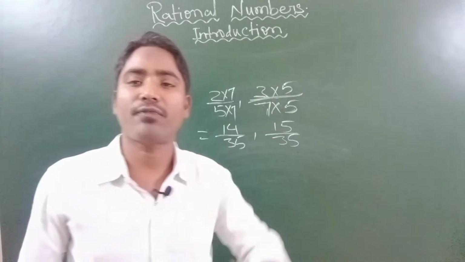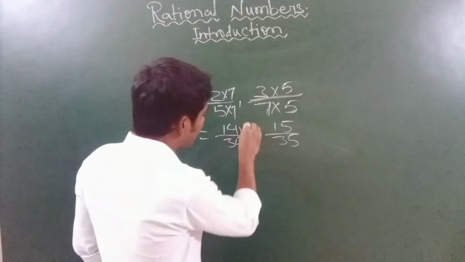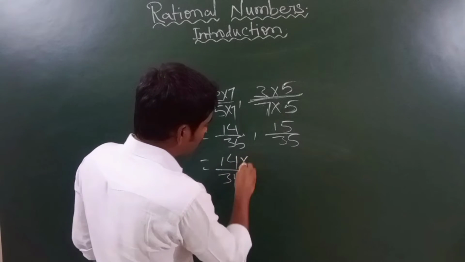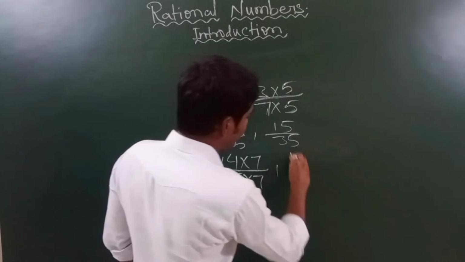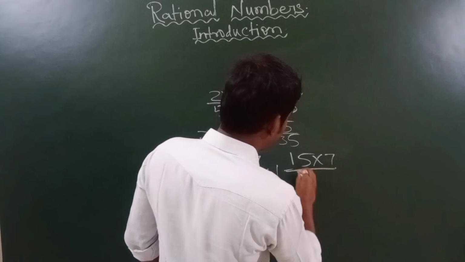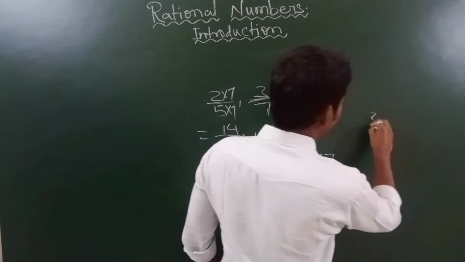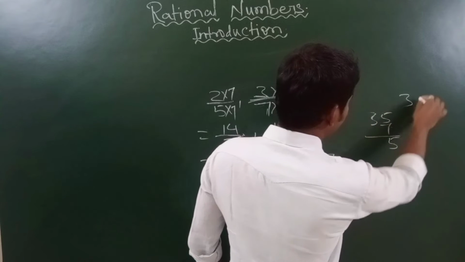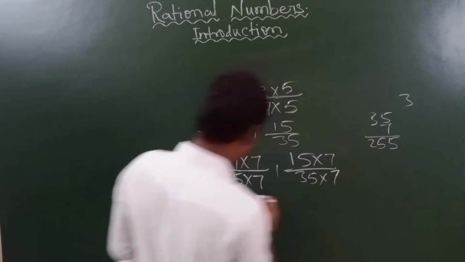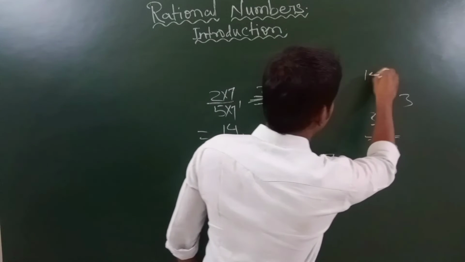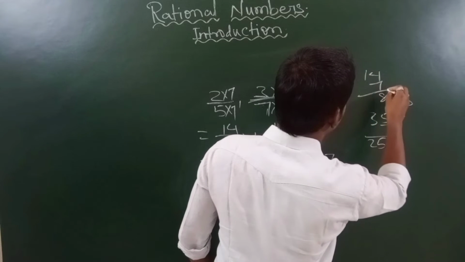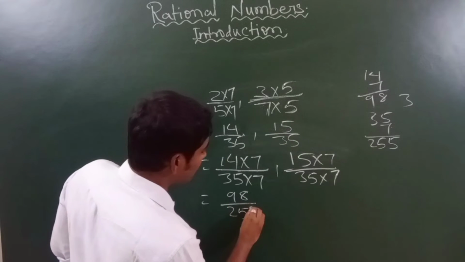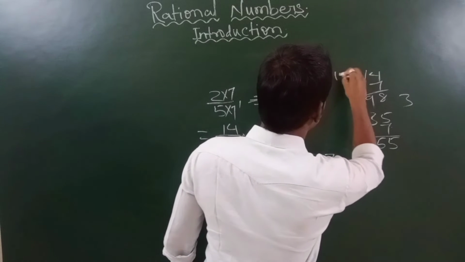Now suppose you want 5 rational numbers between them. So multiply this 14 upon 35 by 7 and then by 7. And here also you multiply this 15 by 7 and then 35 by 7. So if you multiply 35 into 7, 7 5s are 35, remaining 3, right? Then 7 3s are 21 plus 3, 24. So you will get here, students, 14 7s are how much? 14 7s are 98. Okay, so here 98 upon 245, and then here you will get 15 7s are how much? 105, upon 245.